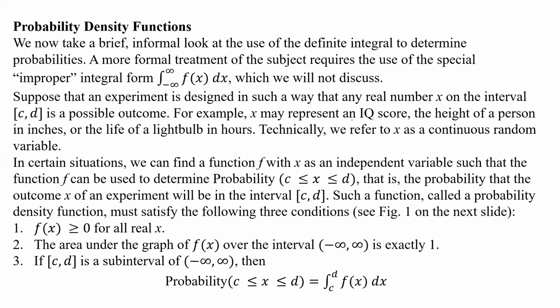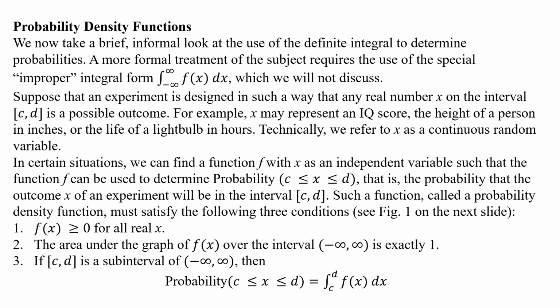So, for example, x may represent an IQ score, the height of a person in inches, the life of a light bulb in hours, or whatever. And technically, we refer to x as a continuous random variable. So in certain situations, we can find a function f with x as an independent variable such that the function f can be used to determine the probability of x from c to d. Basically, it's in the interval from c to d. That is, the probability that the outcome x of an experiment will be in the interval c comma d. Well, it includes c and it includes d.